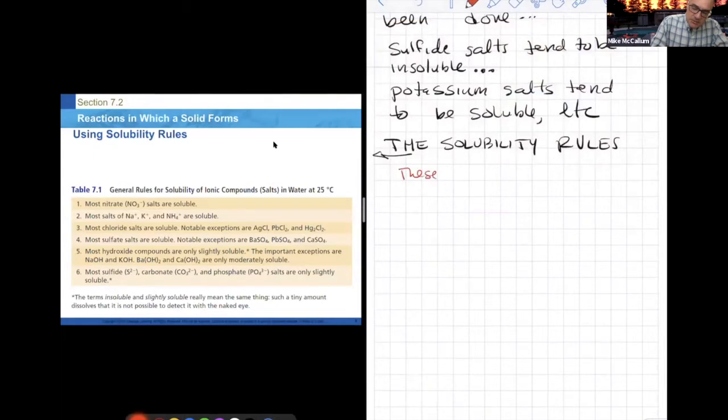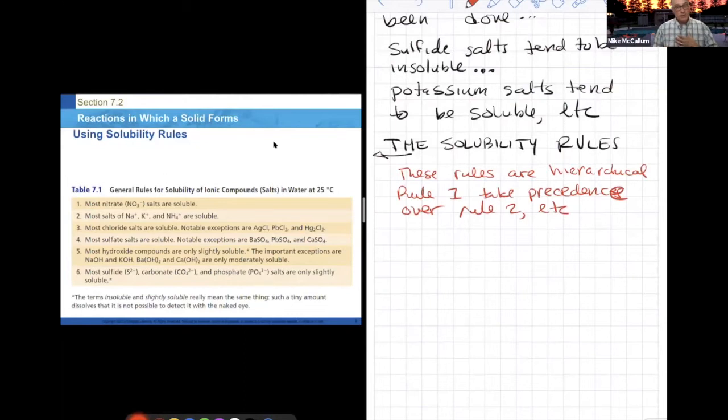These rules are hierarchical. That means that rule 1 takes precedence over rule 2, and so on. Rule 2 is more important than rule 5, and so on. So if we go through our tests and find a conflict between two rules, the lower numbered rule, the higher placed rule, wins. Right, so that's how that works.